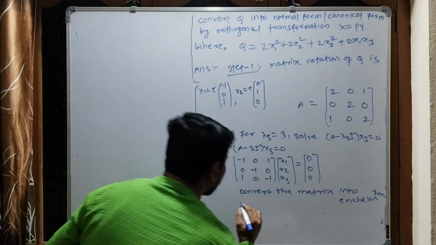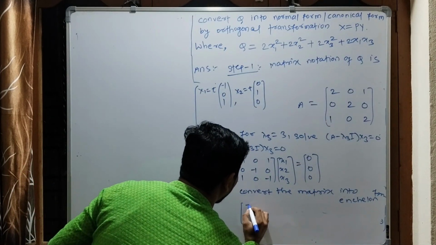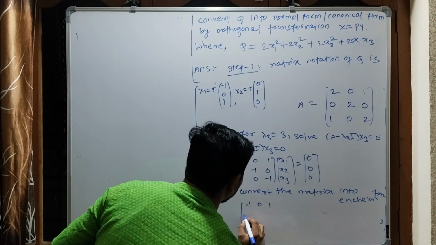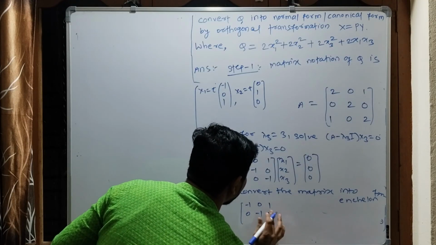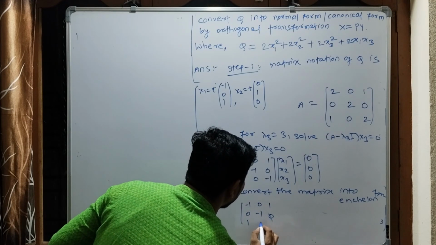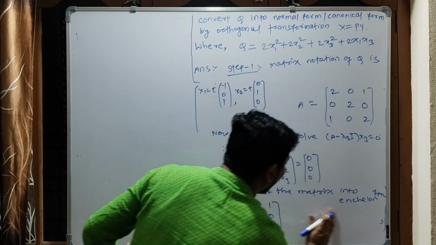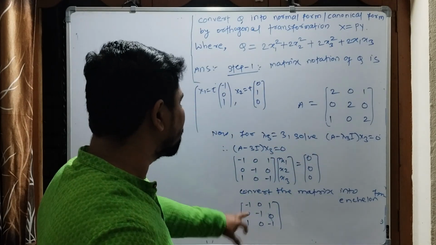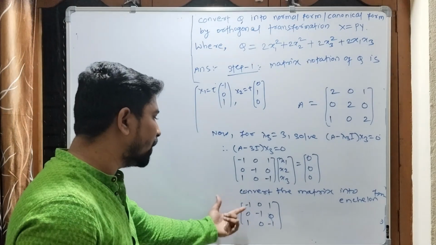I want to convert this matrix here. First I will write this matrix here: -1, 0, 1, 0, -1. Let's say this is 0, 1, 0, -1. Now I want to apply the elementary operation over this matrix so that this matrix is converted into the echelon form.